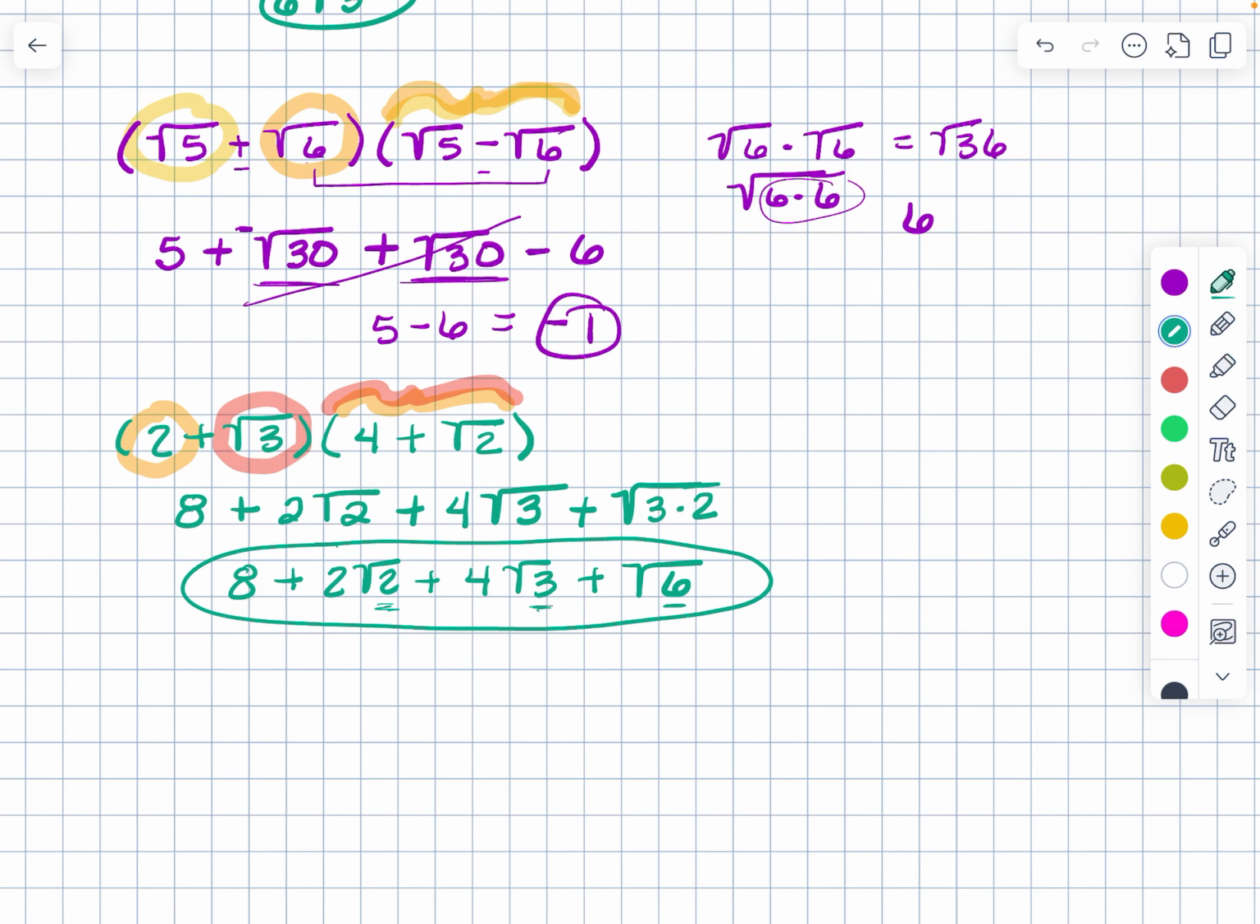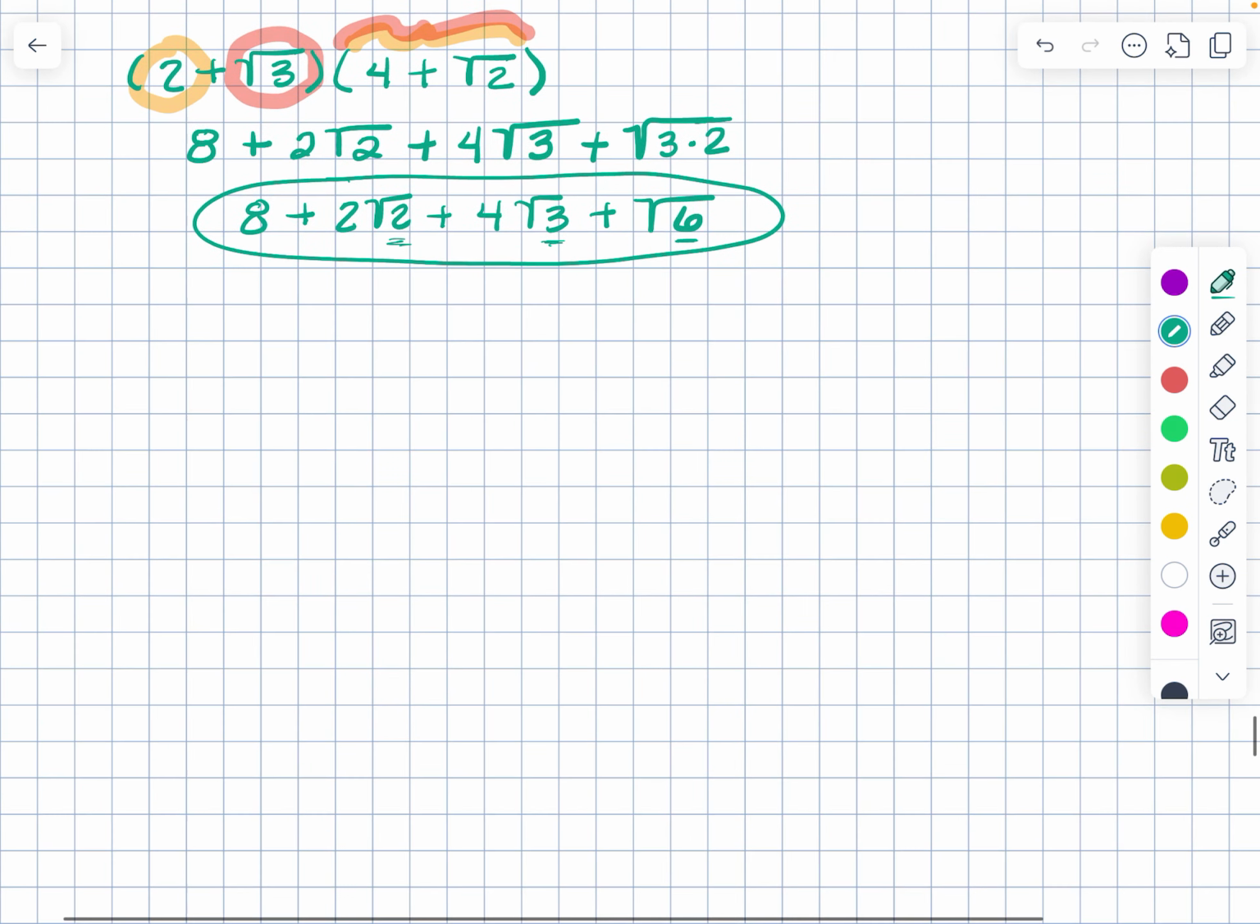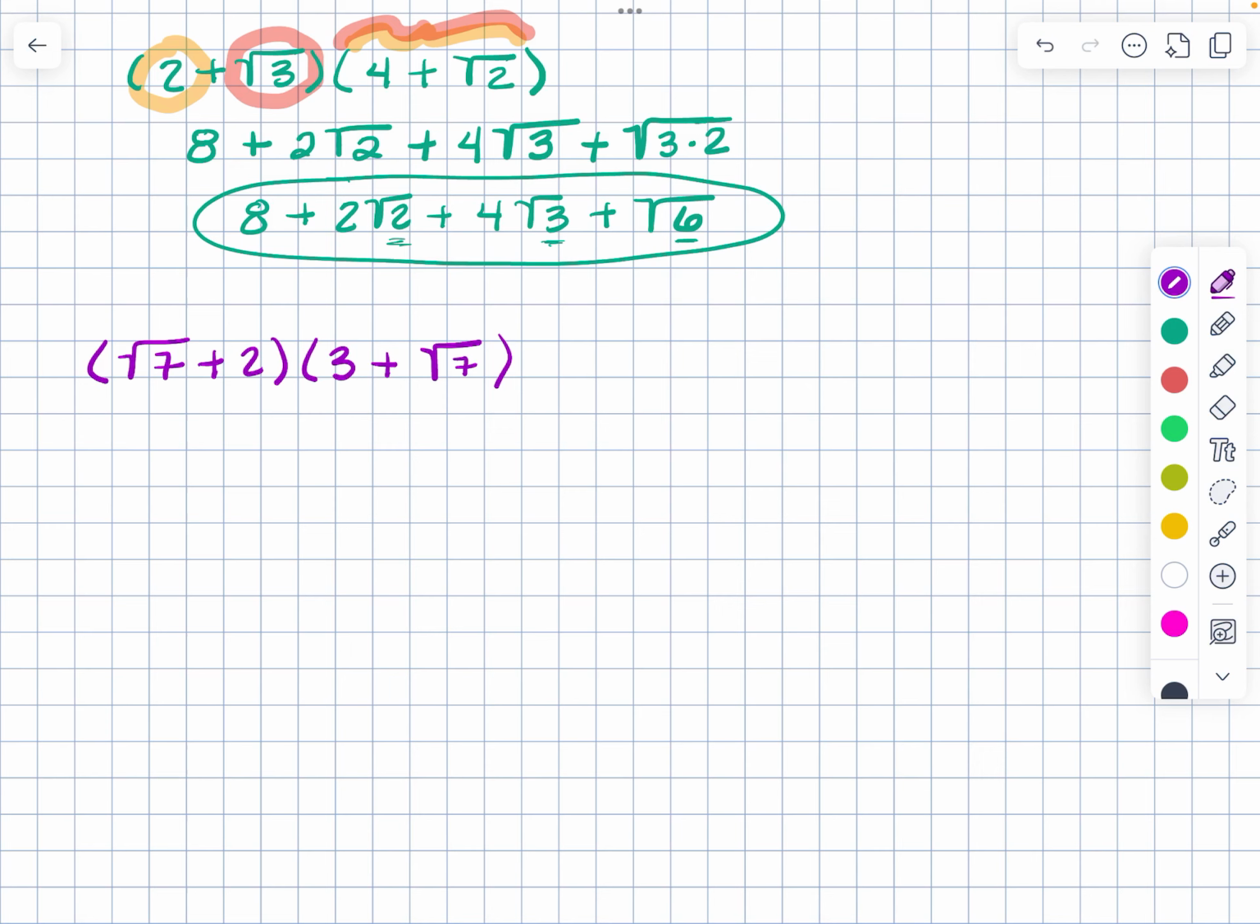Okay, let's do one more so that we are absolutely sure we can do this. And you might even want to pause the video and try this yourself before watching me do it, or even after I do it. I always found it really helpful to work the same problem over and over until I just absolutely got it. So we're going to do the same thing here.